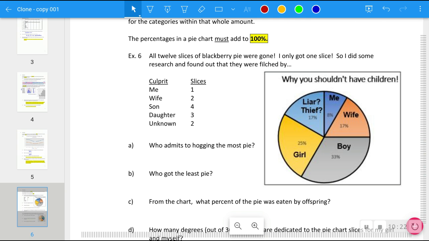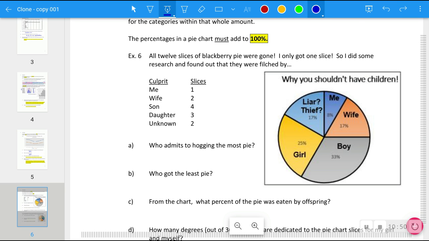So here we go. We have 12 slices of blackberry pie in my fridge, and I only got one slice. 1 out of 12, 1/12 is 0.08 or close to that, so I got about 8%. I ate about 8% of that blackberry pie. My wife had 2 slices, and 2 divided by 12 is a little less than 17%. I'm rounding here.